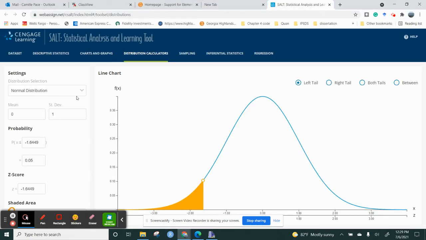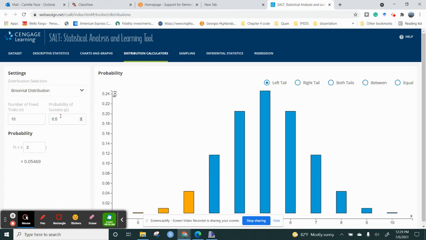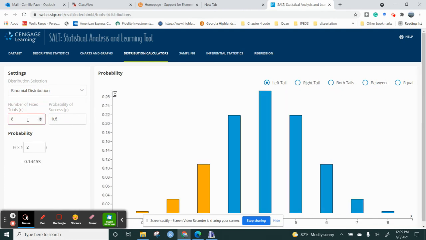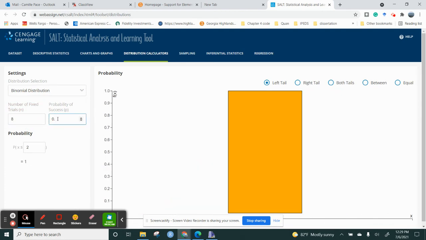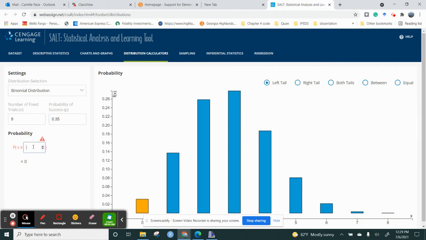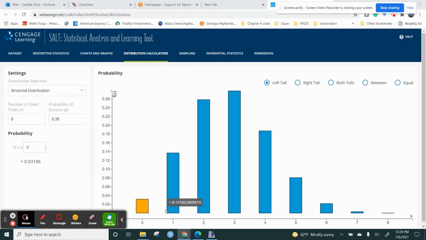So let's go to the software. I'm going to choose binomial distribution. I'm going to put 8 in and I'm going to put 0.35. And I want the probability of success to be 0. Sorry for all this stuff. The probability for success is right here, which is the yellow, and it is 0.03186, which becomes, because they wanted 3 decimal places, 0.032.